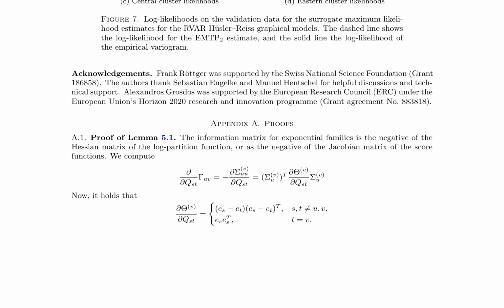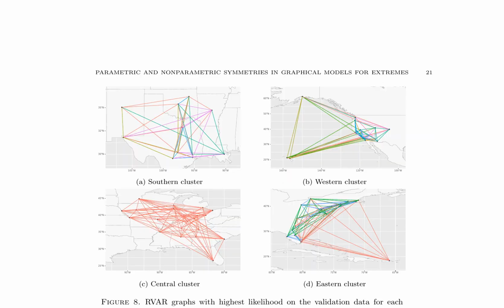modeling and prediction tasks. In the realm of graphical models for extremes, both parametric and nonparametric symmetries play a pivotal role in understanding extreme events. This section delves into the analysis of RVAR graphs with the highest likelihood for each cluster, including the southern, western, central, and eastern clusters. These graphs serve as essential tools in examining the extremal behavior of these clusters.